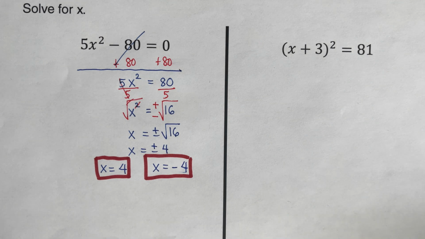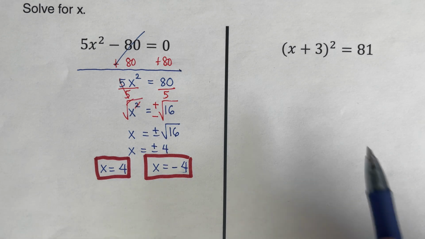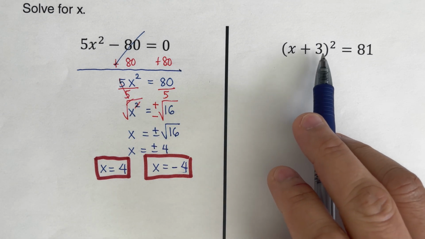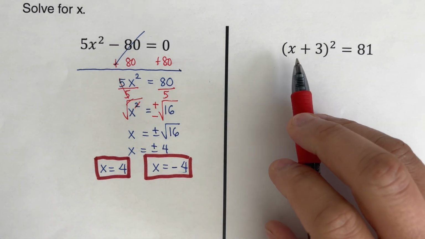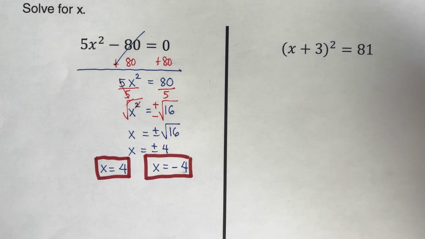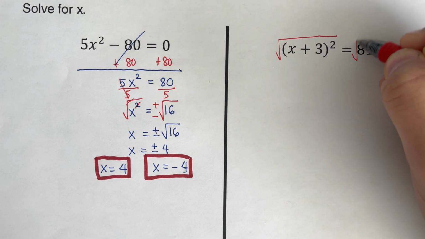Okay, so we go over the problem here. Again, we're supposed to solve for x by itself here, but we have an x plus 3 quantity squared, and that is equal to 81. So what we are going to do here is that we want to get rid of the squared here. We remember that the antidote for squared is square root. So we're going to square root both sides, and we're going to square root this side as well.